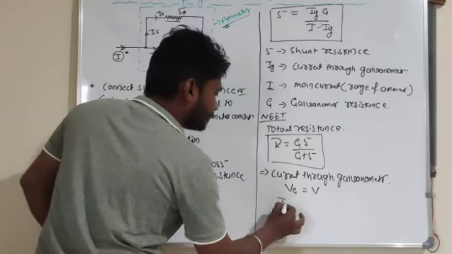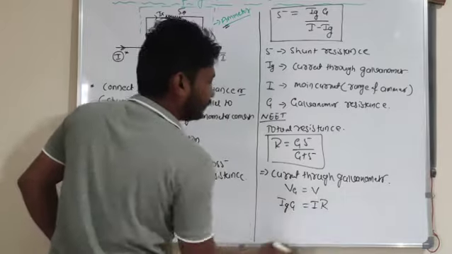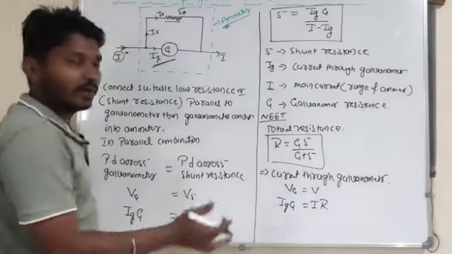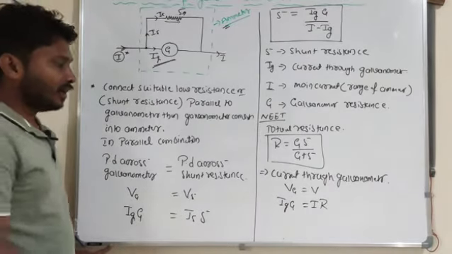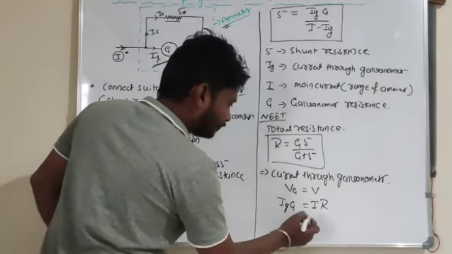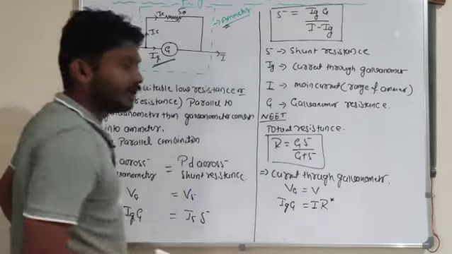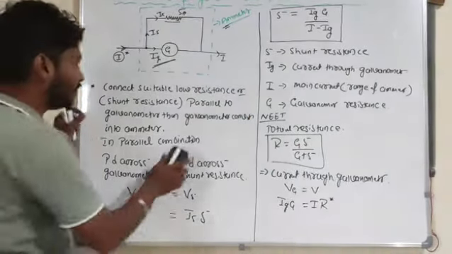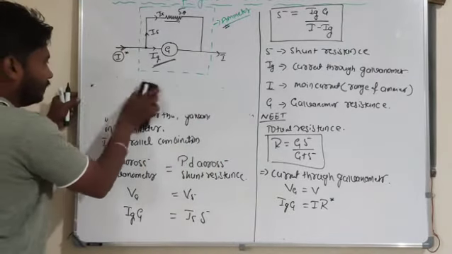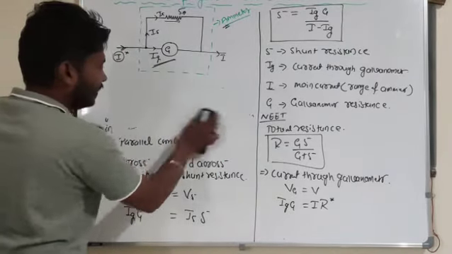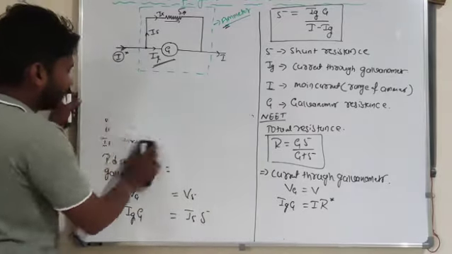V of G means Ig into G. V means I into R, where R represents the total resistance and I represents the total current. Current through the galvanometer: look here, instead of R, shall I take it as G into S divided by G plus S? Just let me rearrange this formula. So we can find the current through the galvanometer as well as the current through the low resistance wire.